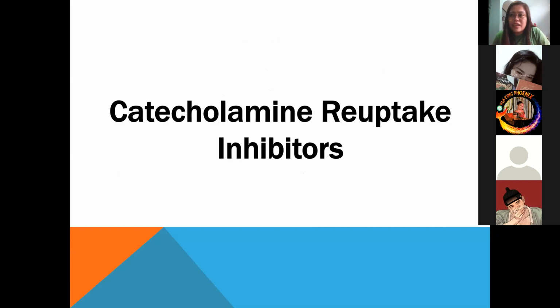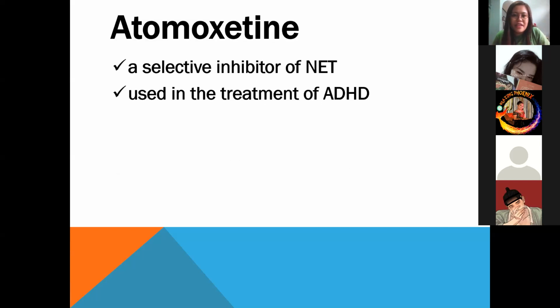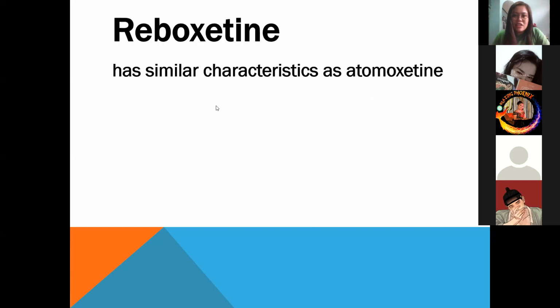So we have the second group, the second mechanism of action, catecholamine reuptake inhibitors, katong nag-inhibit sa NET, norepinephrine transporter. So daghanon gihapon ang amount sa norepinephrine sa synaptic cleft kay wala man siya nabalik sa sulod. Remember, 90% of the released norepinephrine will be taken back inside through the NET. So we have the first one, atomoxetine, just like methylphenidate and amphetamine. This can be used for ADHD in children. The same thing with the reboxetine, pareha silang action ni atomoxetine.